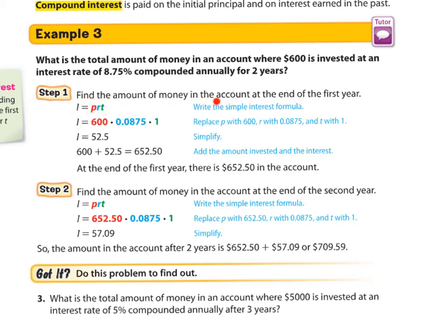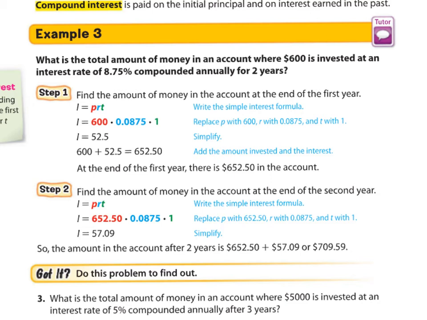Find the amount of money in the account at the end of the first year. There it is. You see, 600 principal, interest rate 1 year. It's $52.50. We add the 52.50 to the 600, and we get $652.50 after the first year. This is now our new principal for the second year. As you can see here, find the amount of money in the account at the end of the second year. Notice how our principal is now different?